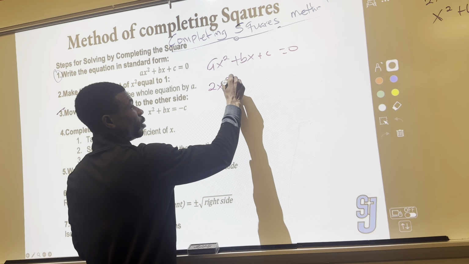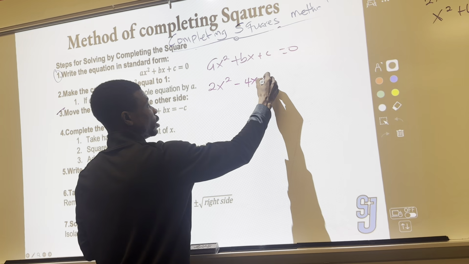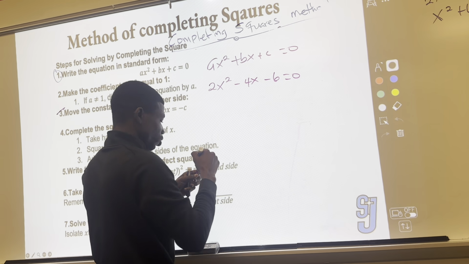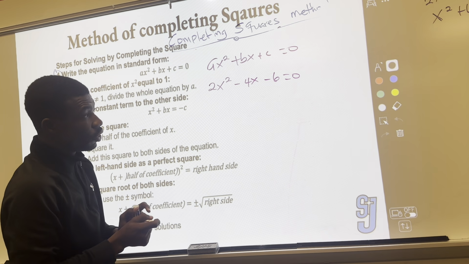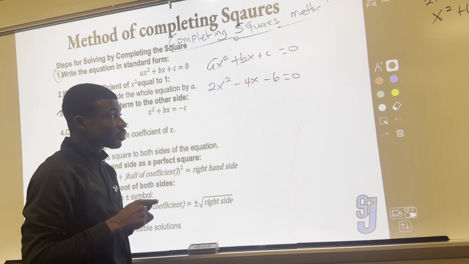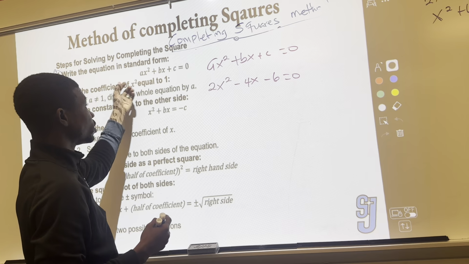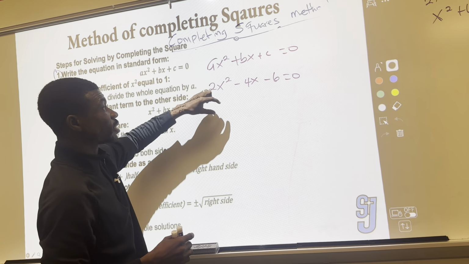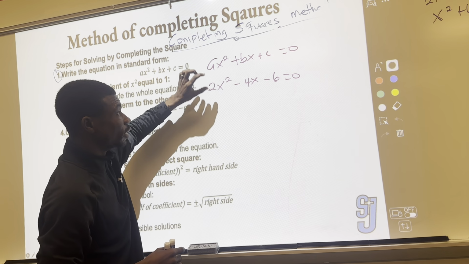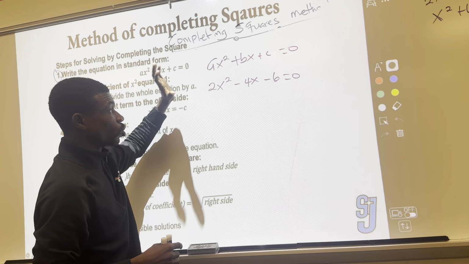2x squared minus 4x minus 6 equals 0. So you can feel free to pause the video and try. Right, so to be able to go through this successfully, the first thing is asking, is this in the standard form we're looking for? What's the standard? Yes, it's in the standard form we're looking for, so we're good.